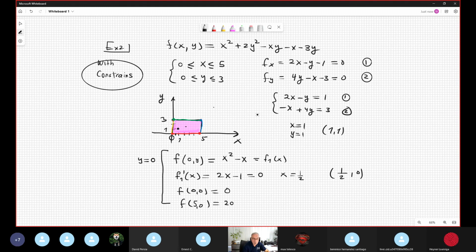We continue with the blue, the green, and the yellow. We create a big list. And with this big list you evaluate everything in the original function, and you decide what is the largest number, the global max, and what is the smallest number, the global min. End of the story.